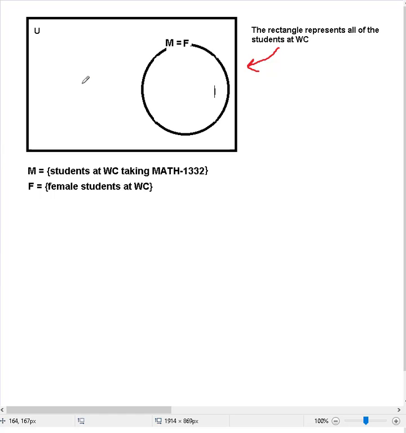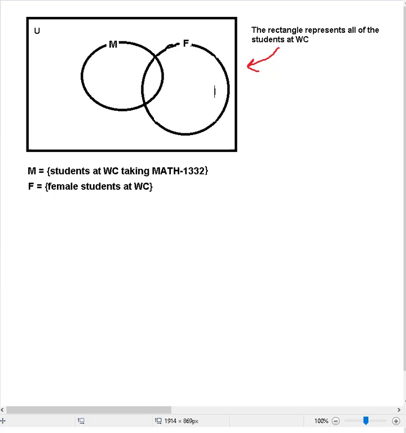What if I've got this situation where set M equals set F? That means that both sets contain exactly the same elements. You could say that a couple of ways. One way, you could say all female students at Weatherford College take Math 1332. Or you could say anybody taking Math 1332 is a female.